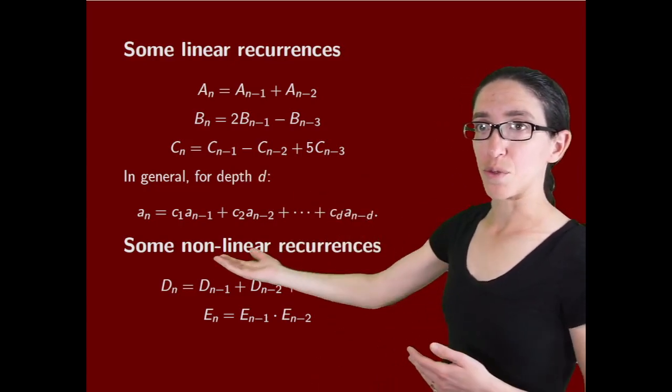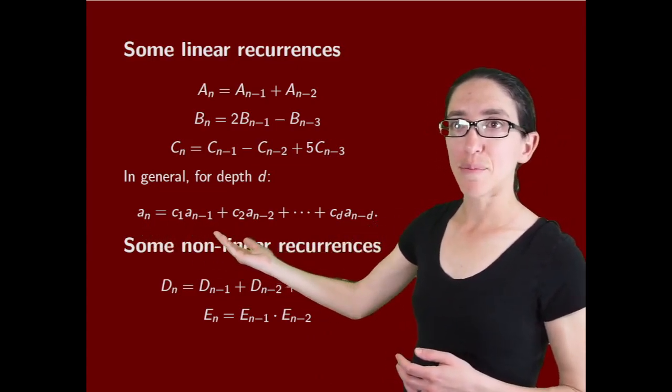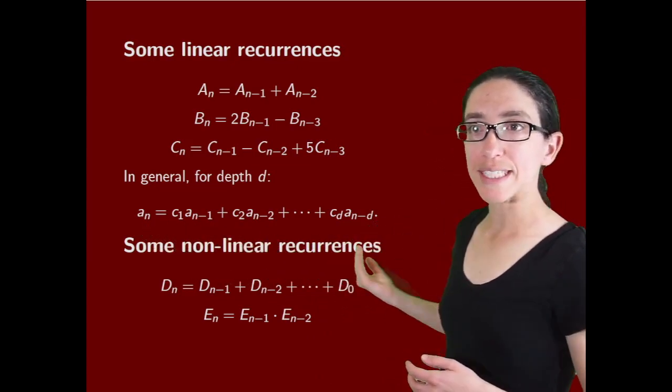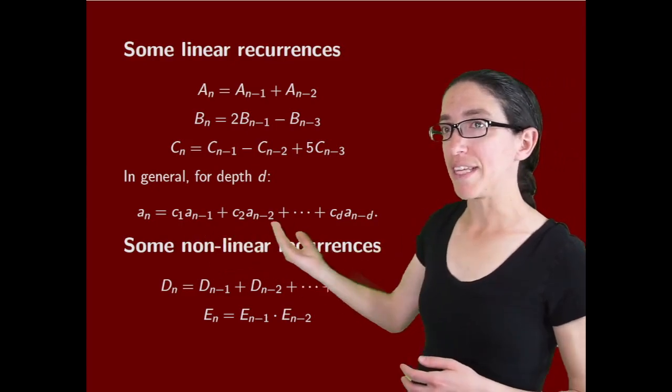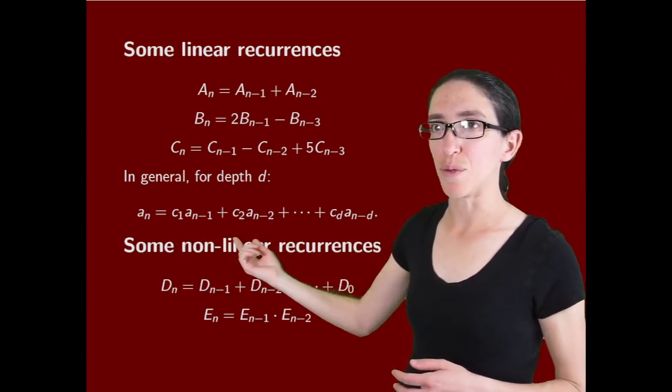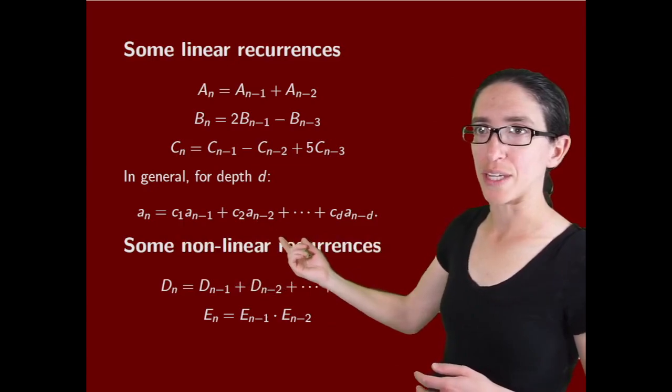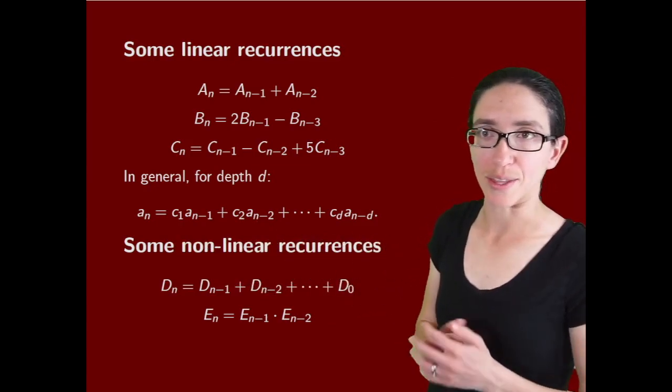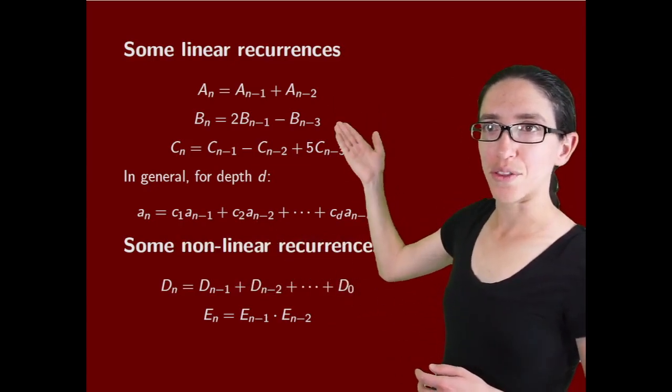They have the common form where the nth term is some linear combination of the previous d terms. This is called a depth d recurrence, where you have coefficients c1, c2 up to cd on a n minus 1, a n minus 2 up to a n minus d, and you add them all up. So these three have depths 2, 3, and 3.